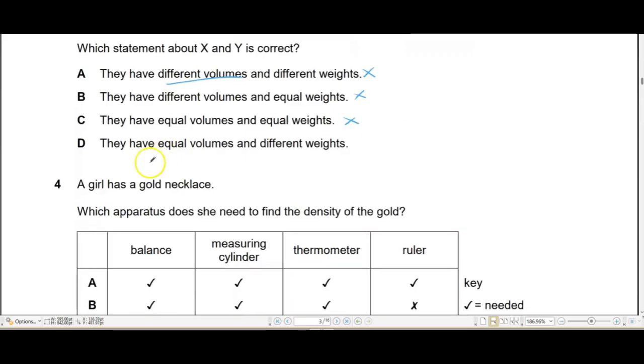They have equal volumes and different weights. This option is correct because weights are different, and as the dimensions are the same, the volume is going to be the same.